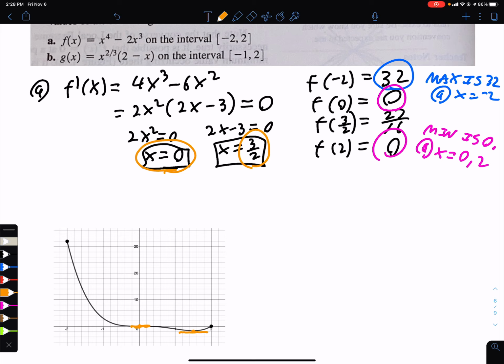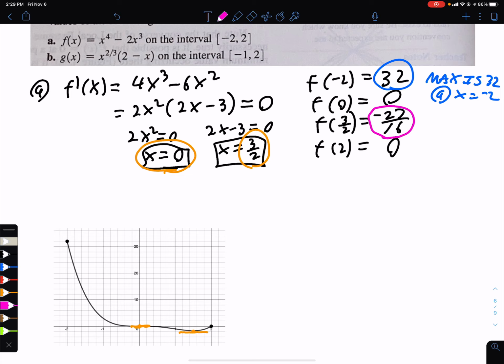That's our critical point. Now, I made a mistake here. It looks like 3 halves is negative. I think it's negative 27 over 16. I think I blew it. Okay, I don't want to waste your time. I'm going to assume that's negative. I think I messed up. And so I'm going to change everything I wrote here. Therefore, I may have totally messed this up, but you get the idea.